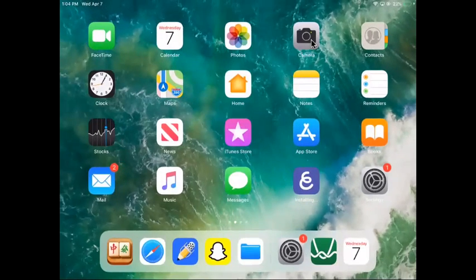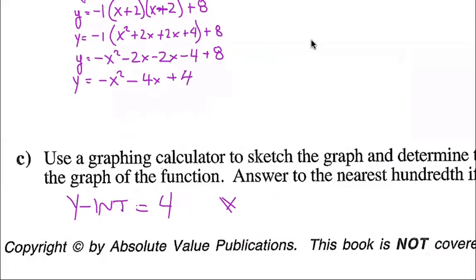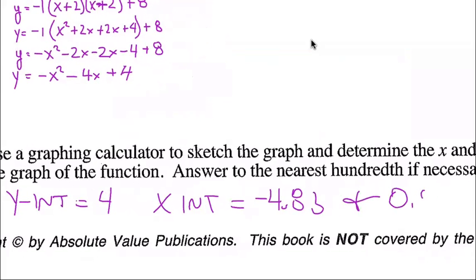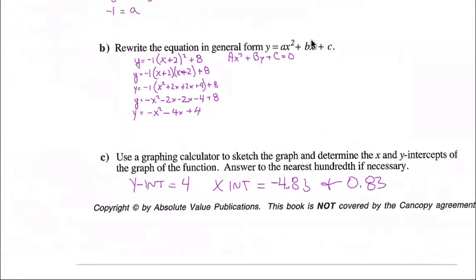Going back to our notes, my x-intercepts are negative 4.83 and 0.83. And you'd be complete.